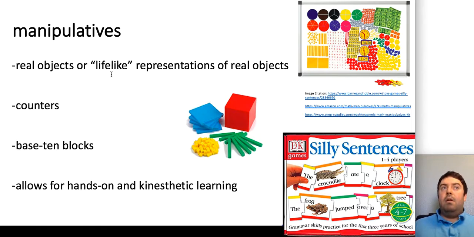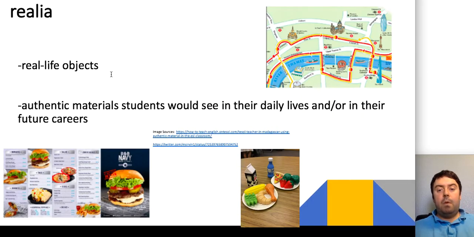Sentence strips or sentence parts can be a way where students have to piece together a sentence physically, which is a form of using a manipulative. We mentioned this a little bit, but realia are real-life objects, and they resemble real-life objects. The benefit of them is that they provide authentic materials and an authentic context that students can relate what they're learning to their daily lives.